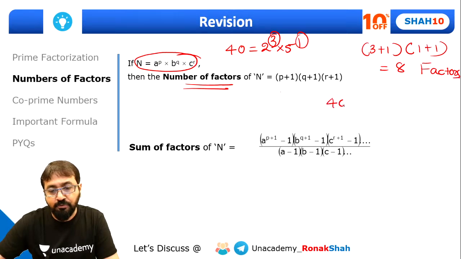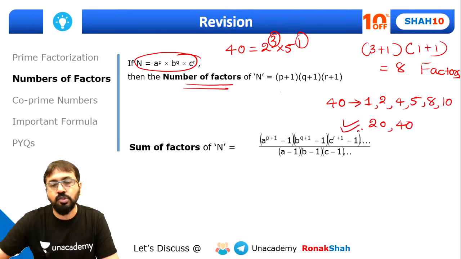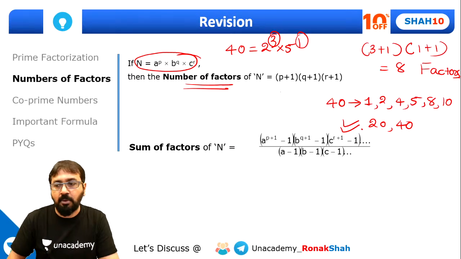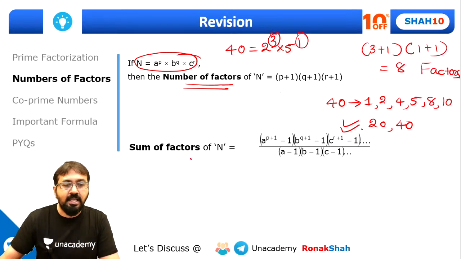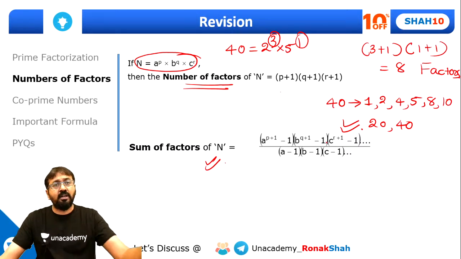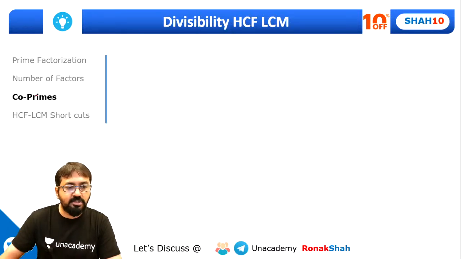Which are the 8 factors of 40? Let me just write down. Factors of 40 are 1, 2, 4, 5, 8, 10, then 20 and 40. See, these are 8 factors. So we don't need to write and count like this. We can directly use this formula to find out the number of factors. This is another formula for sum of factors, right? So you can also remember this formula, especially if you are appearing for some other competitive exams. So please remember this. You will require to use that.